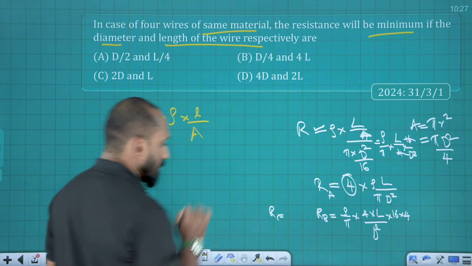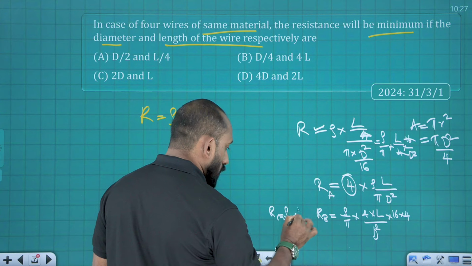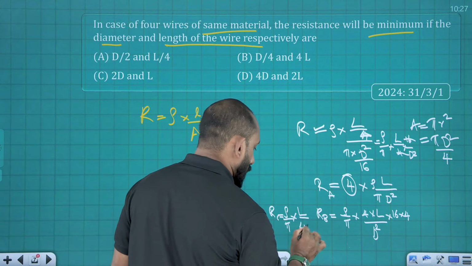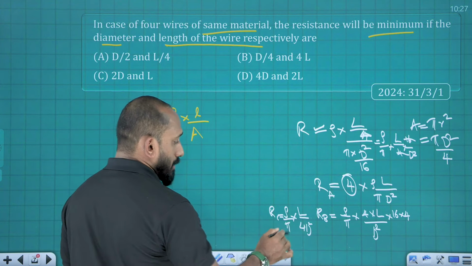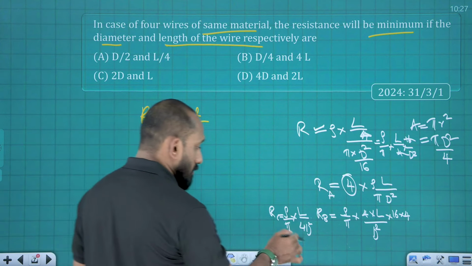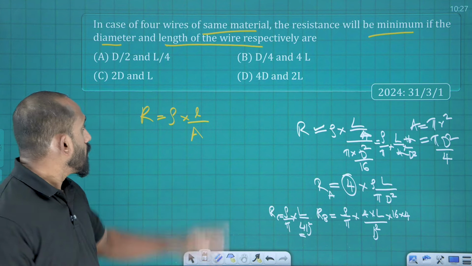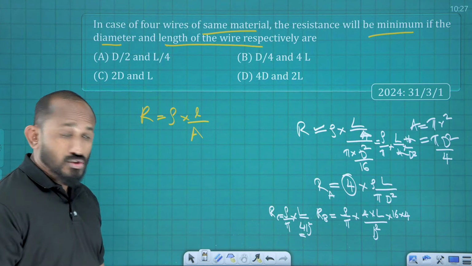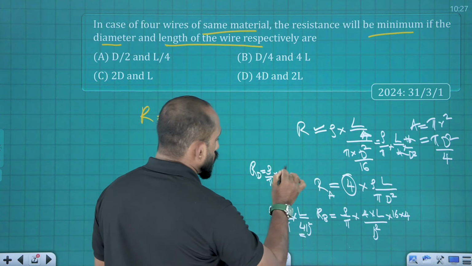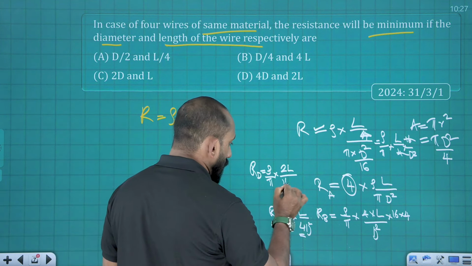Now C, you check it. RC will be 2D and L. It is rho by pi into L by 2D square, which is 4D square. So the maximum diameter is there, then the area of cross section will be greater and resistance will be least. So here RC is 1 by 4th of rho by pi into L by D square. Now check D: 4D and 2L. So RD, you get it, rho by pi into 2L divided by 4D square, and 4D square is 16D square.